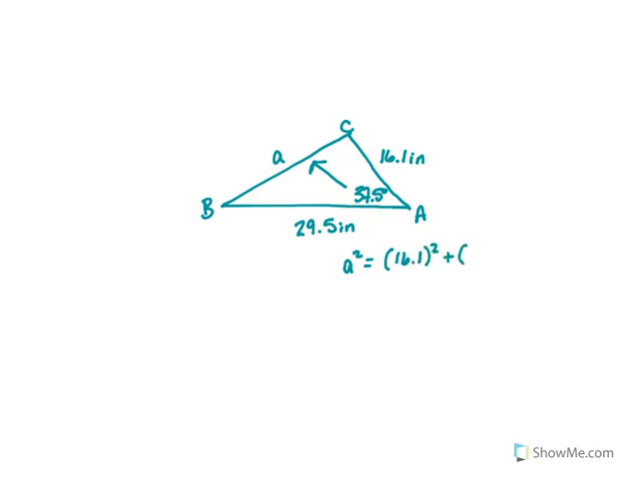squared plus the second side squared minus 2 times the first side times the second side times the cosine of your angle across from the side you're trying to find. Go ahead and pause and type that in your calculator.